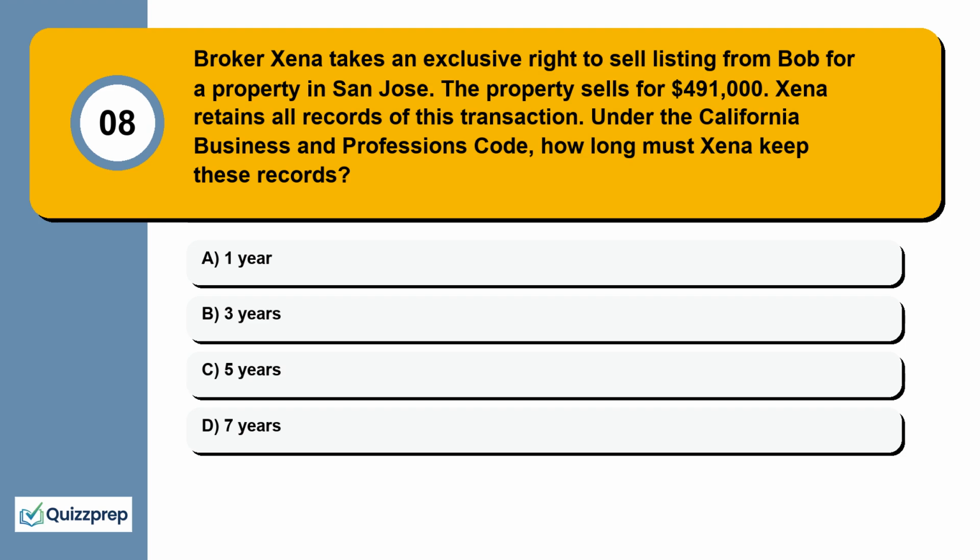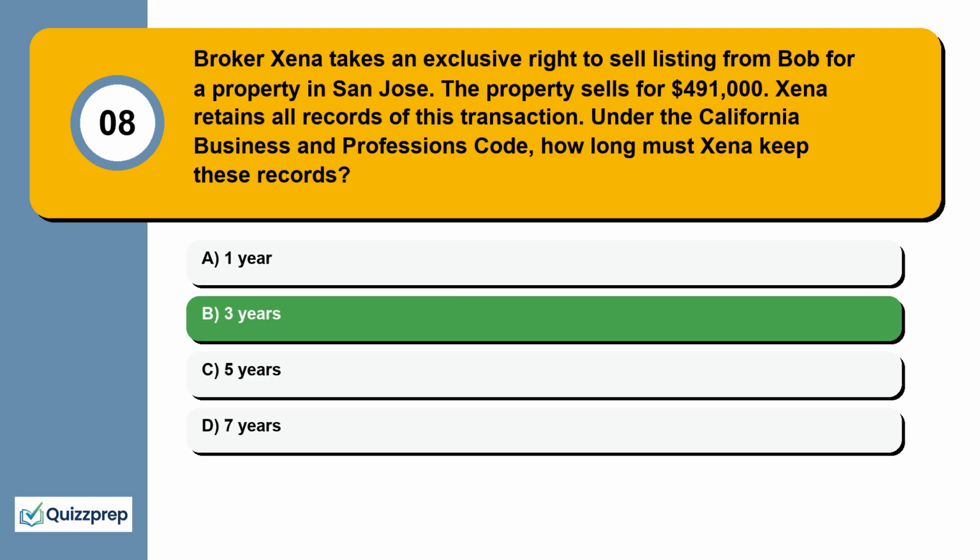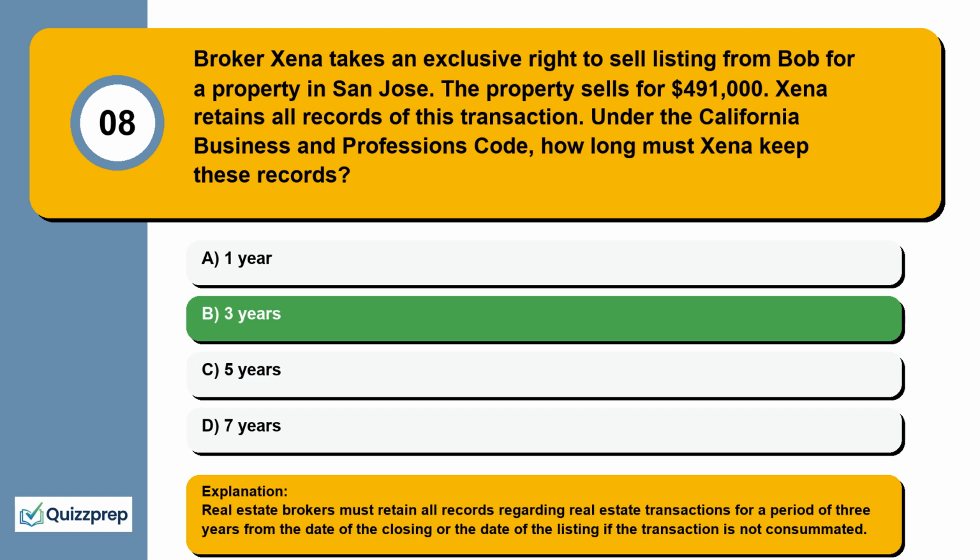Question 8. Broker Zena takes an exclusive right to sell listing from Bob for a property in San Jose. The property sells for $491,000. Zena retains all records of this transaction. Under the California Business and Professions Code, how long must Zena keep these records? 1 year, 3 years, 5 years, 7 years. Real estate brokers must retain all records regarding real estate transactions for a period of 3 years from the date of the closing or the date of the listing if the transaction is not consummated.